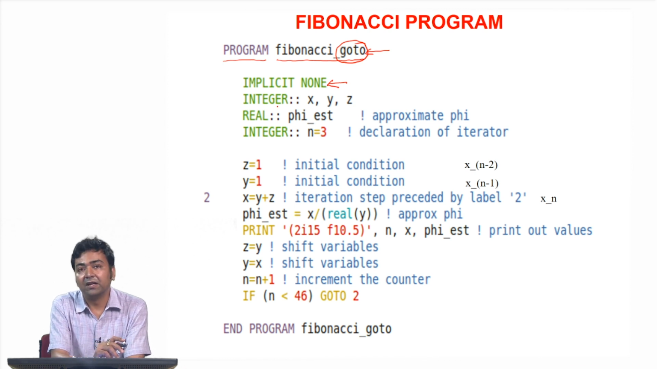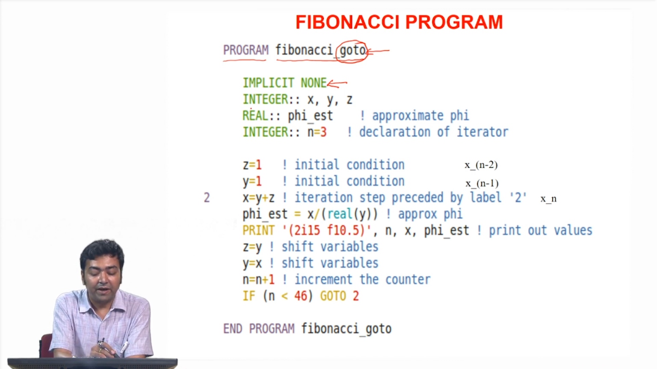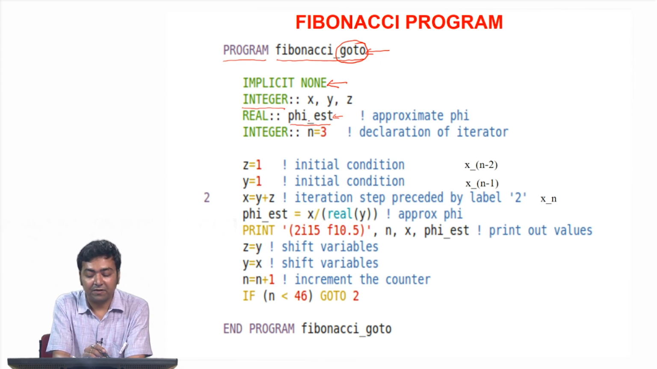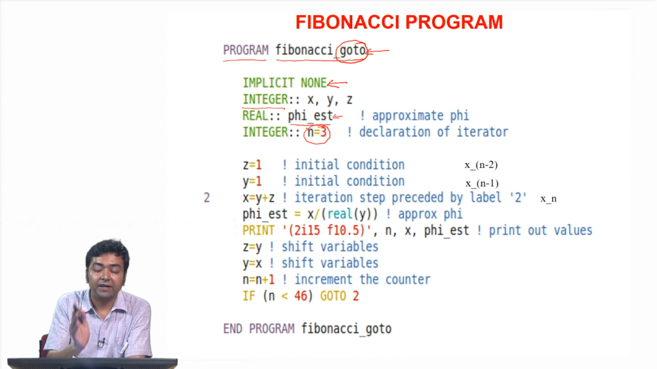Then, since I am dealing with only integer numbers, I am declaring x, y, z as integer variables. However, the ratio, one should remember, is a real number. So, I am storing the ratio of xn and xn minus 1 in this variable called phi_estimate, which is a real type, and then n is my declaration of the iterator, which I set to 3, because my x1 and x2 are always 1.